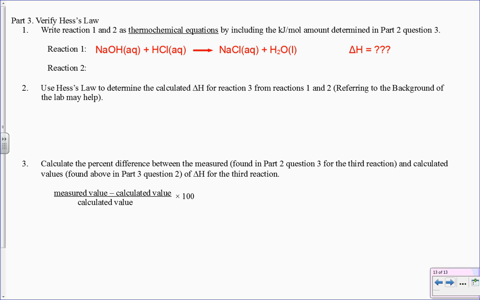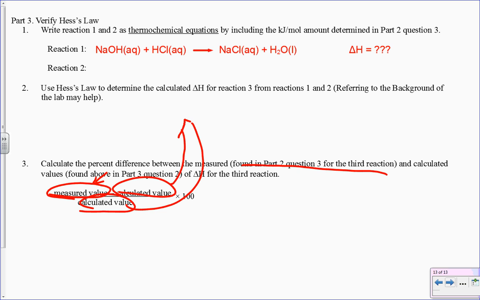And then in 2, you're going to end up showing how 1 plus the opposite of 2 does equal what, because that should be what we get for number 3. So remember, here in number 2, we're actually doing that 1 plus the opposite of 2. And it's really supposed to end up equaling what was in 3. So that would be our actual measured value. So in part 2, question number 3 for the third reaction, that's where we're getting our measured value. And then right here, these are going to come from what we got there. And we can calculate then the percent difference between the two.